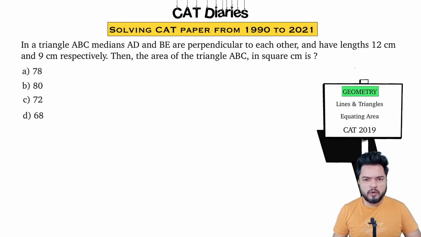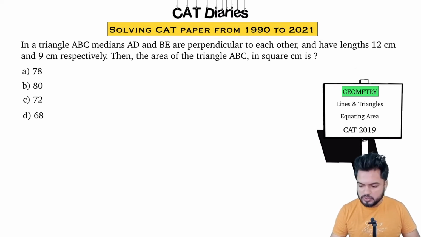So we see another problem where we have to equate areas to find out lengths. Okay, let's understand now which formula of area will you use to find out the length that is being asked in the problem. So this problem appeared in CAT 2019, and this problem is saying that in a triangle ABC, medians AD and BE are perpendicular to each other. So we know what a median is. A median divides the opposite side into two equal parts. But these two different medians are intersecting at an angle of 90 degrees. That is what is given in this problem. And they have lengths of 12 and 9 centimeters respectively, then the area of triangle ABC in square centimeters is.